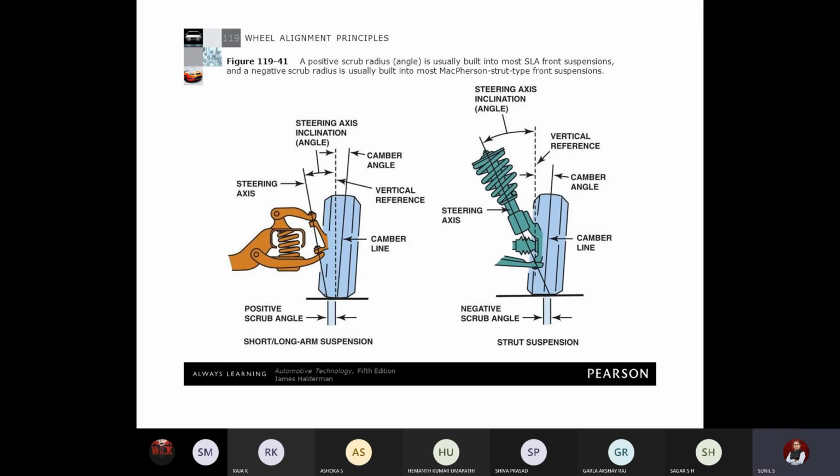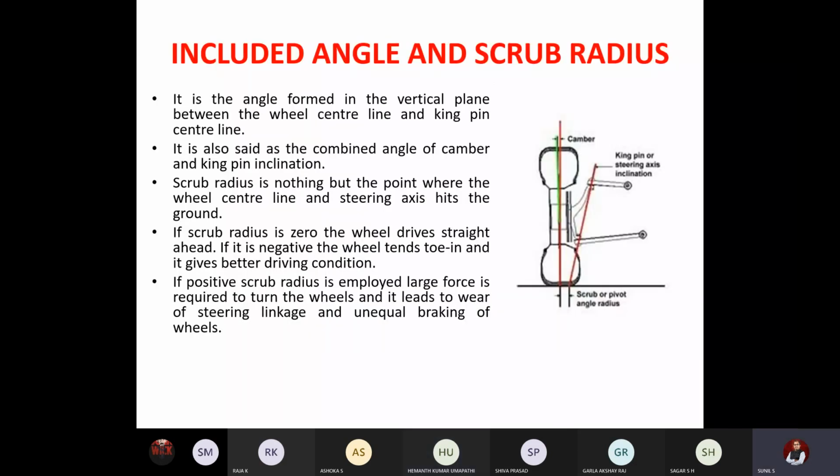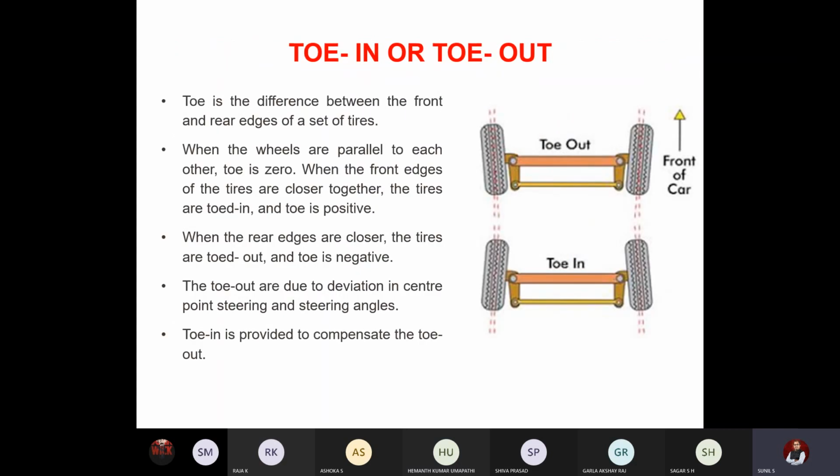Is it done? Yes, sir. Okay. So we have completed included angle and scrub radius. The last, I think 1 or 2 terms are left. Toe in or toe out.